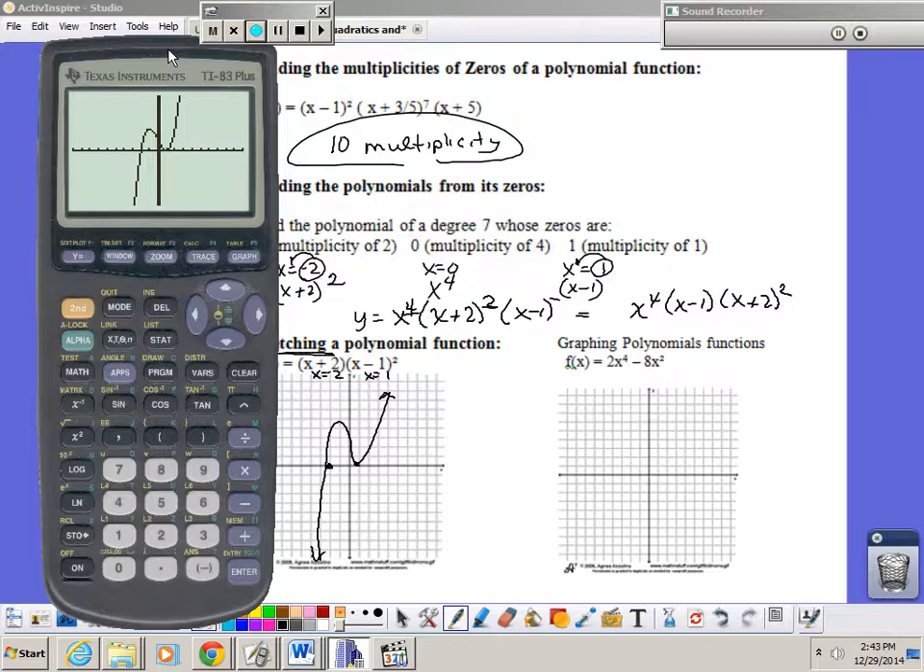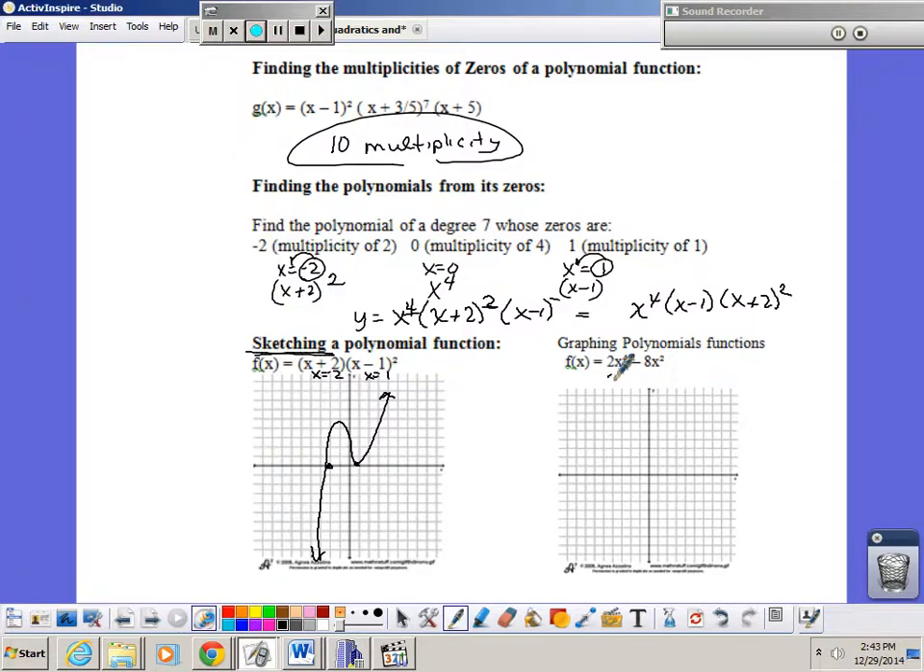Okay, so on the next one, I do not have this in the form that I want it for multiplicity. So the first thing I'm going to do is see if I can factor anything. So I can take out a 2x squared, and I'm left with x squared minus 4. That becomes 2x squared, x plus 2, x minus 2.